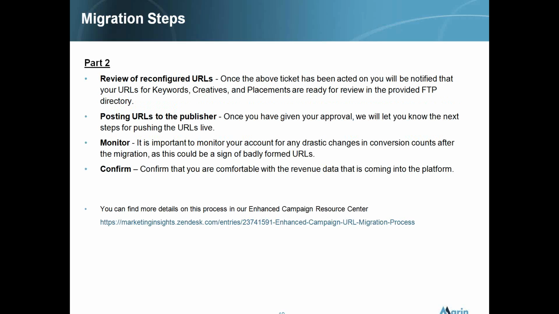And then once that's done within Marin's system, you will be reached out to help QA all of the URLs to make sure that, before you post them into the publisher, the URLs look okay and we're addressing any issues before they hit the publisher. So that's part 2, where we'll also be reviewing them, but also asking all of our advertisers to help review the reconfigured URLs and then post them to the publisher.